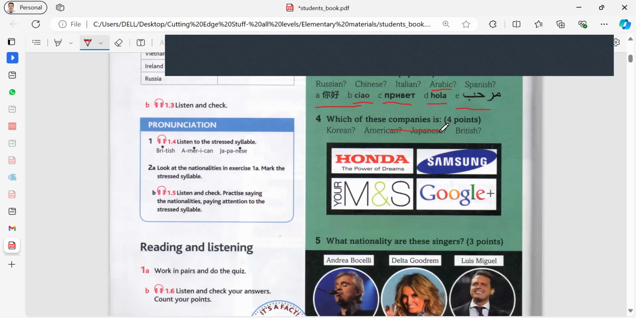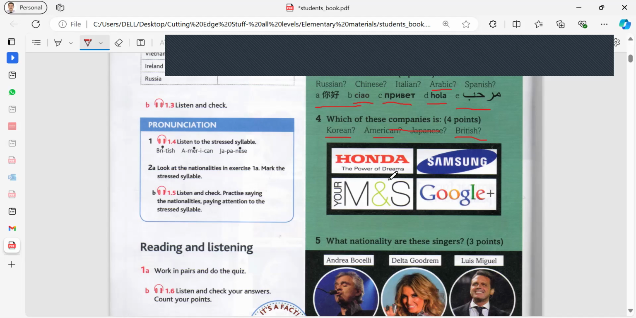What about these kind of companies? Which of these companies is Korean, American, Japanese, British? Here, Honda. Is it a Korean company, American company, Japanese company, British company? What do you think? Maybe Japanese. Samsung. I think Korean company. M&S. British company. And Google. American company. Okay. As you know, these are international companies. So all people around the world may know them.